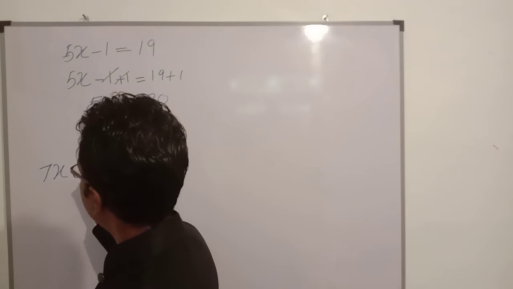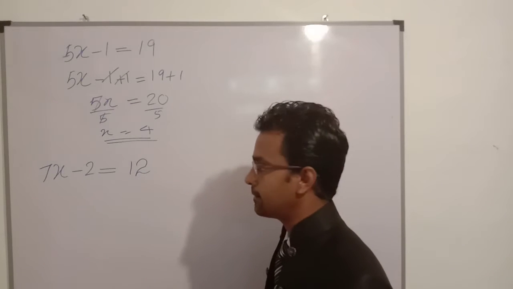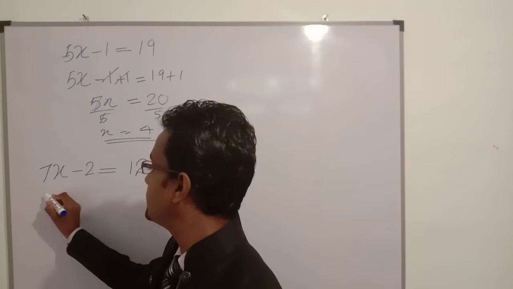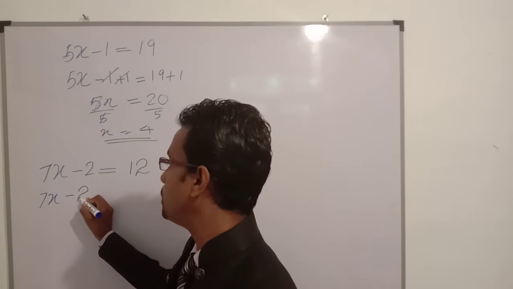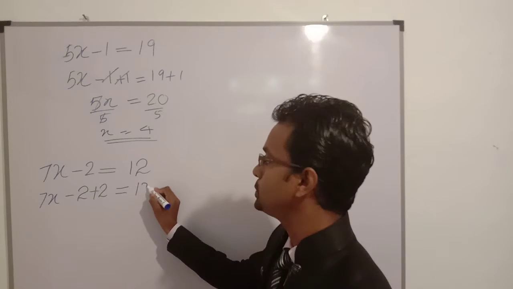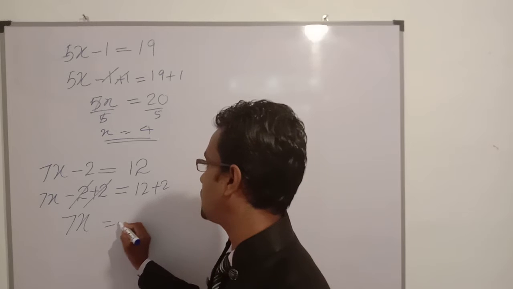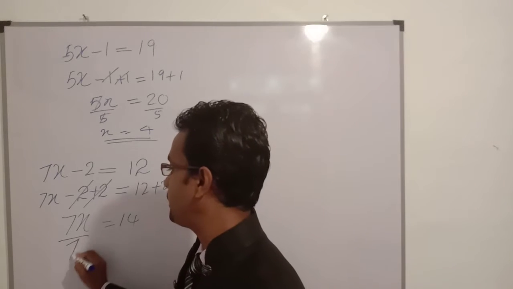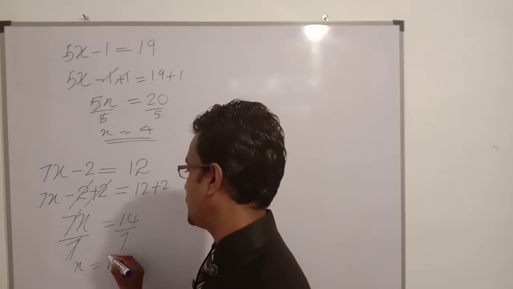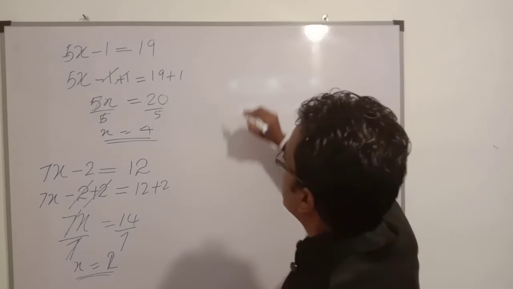Another one, 7x minus 2 equals 12. Let's see how to solve this. Put 7x minus 2. Then let's add its opposite value. Minus 2, its opposite value is plus 2. Add the same value to the other side, 12 plus 2. Plus 2 minus 2 cancel out. 7x is equal to 14. Divide both sides by 7. The 7 cancels out. x is equal to 2. This is the way of solving a simple equation. Let's take another one.